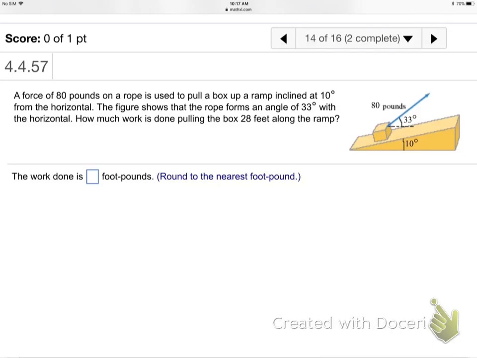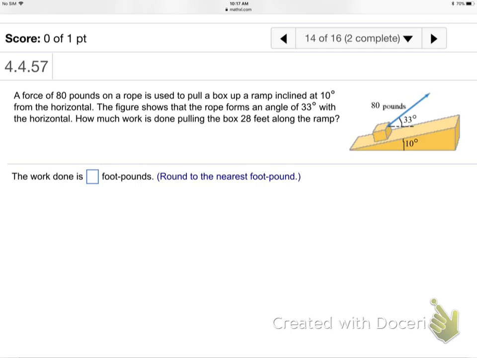Okay. A force of 80 pounds on a rope is used to pull a box up a ramp inclined at 10 degrees from the horizontal. The figure shows that the rope forms an angle of 33 degrees with the horizontal. How much work is done in pulling the box 28 feet along the ramp? Interesting. Okay. So we're pulling this box up the ramp. 28 feet. All right, let me give you a try.